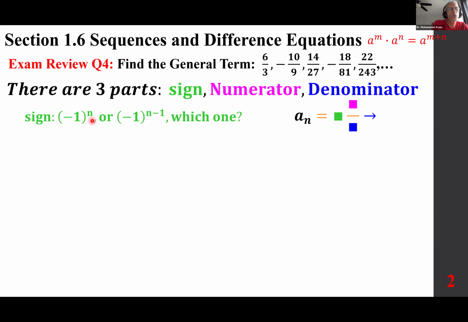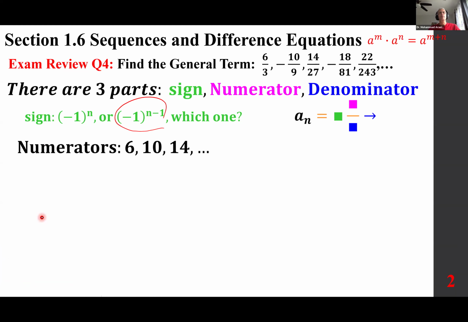Well, just plug in 1. If you plug in 1 here, you get -1. If you plug in 1 here, you get -1 to the power of 0, which is +1. And look at this one. The first one is positive, so clearly we must choose this one.